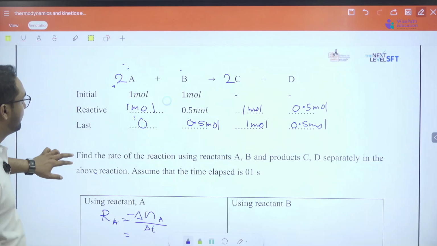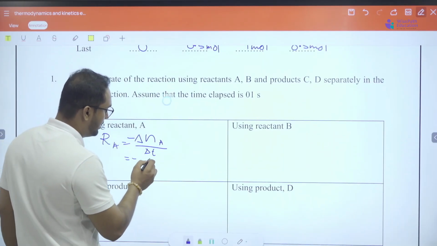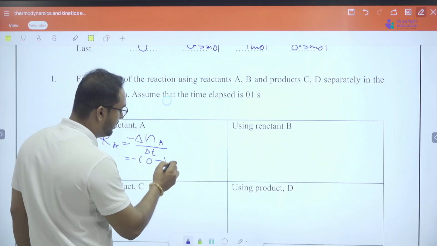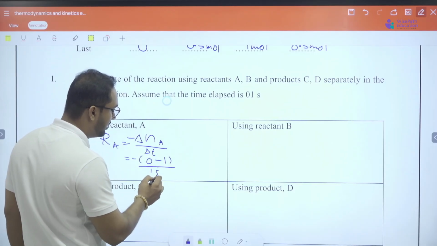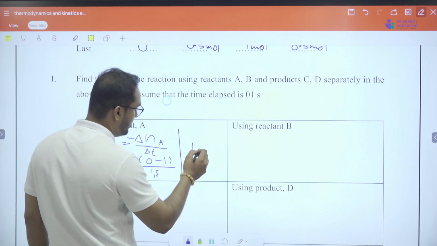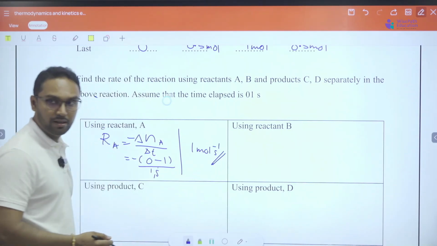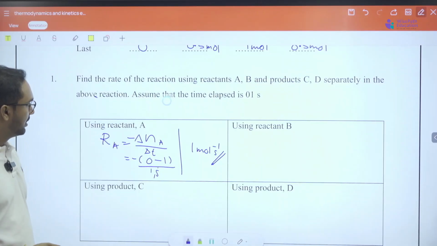The final is 0 and the initial is 1. So it's 0 minus 1 divided by time, which is 1 second. So the rate is how much? That is 1 mole per second, right? That is the rate of reaction.